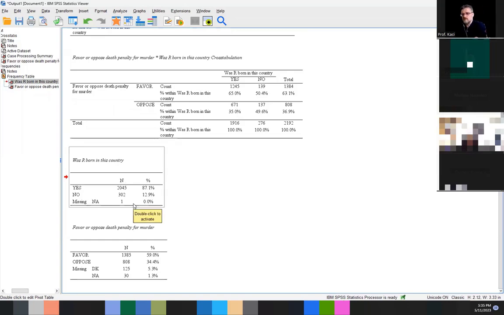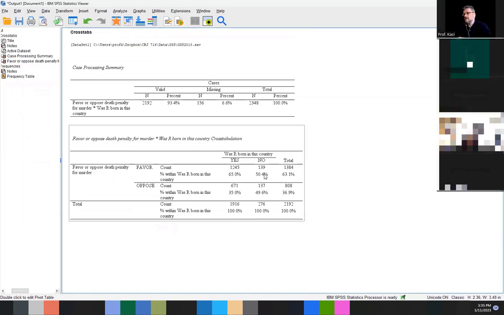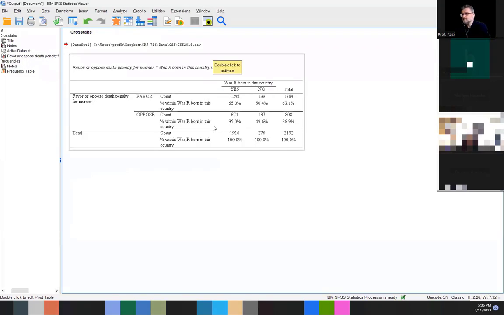Okay, so let me delete this and go back to this table. By the way, I can't make it bigger for some reason. So you're going to have to, I don't know, make your screen bigger, I guess.